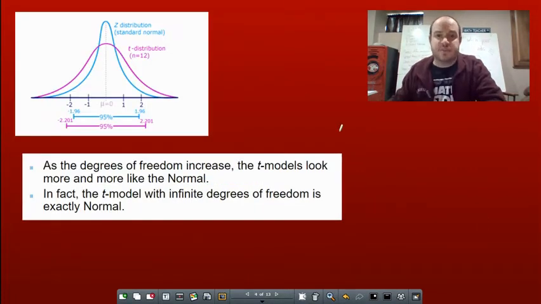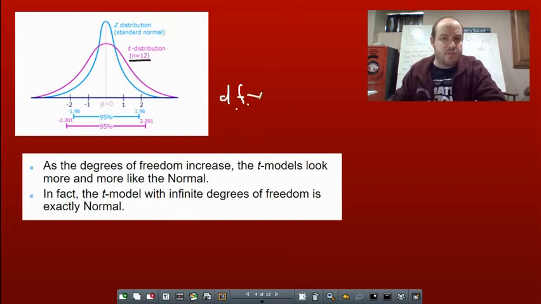So what's the difference between this Z and T distribution stuff? You can actually see two side-by-side curves here. As I told you, the T distribution is actually a whole bunch of curves over and over again. But you can see this one in particular that we're looking at right now is when the sample size was 12.